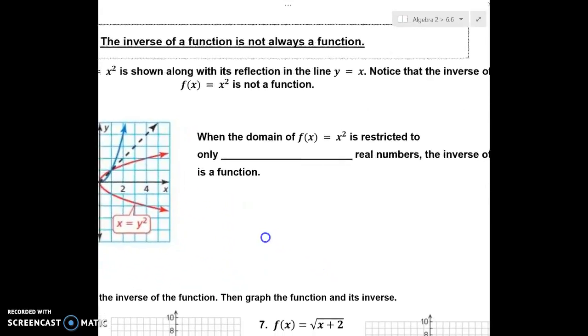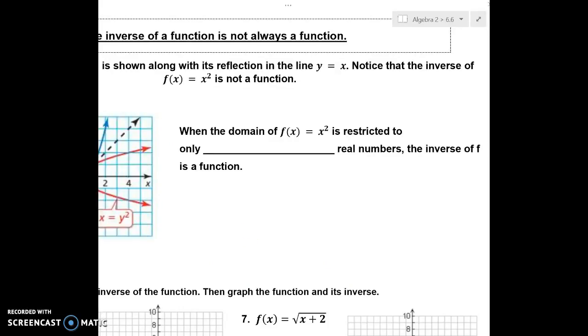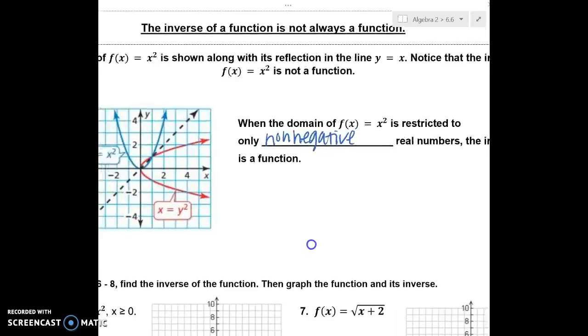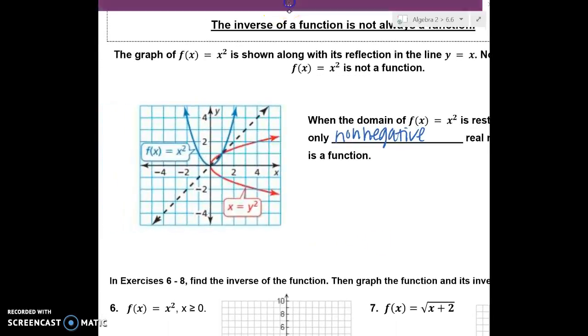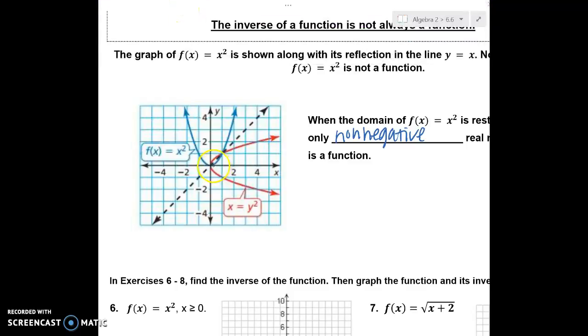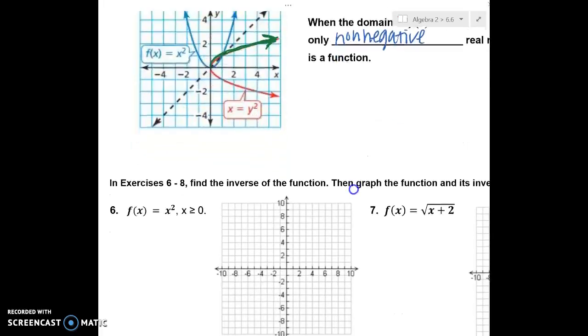But we need to make sure that you know that when the domain of the original function is restricted to only non-negative real numbers, the inverse of f is a function. So if we want the inverse of this function to be a function, we just have to use the non-negative values. So that would be just this right here. Okay, let's go ahead and move on.